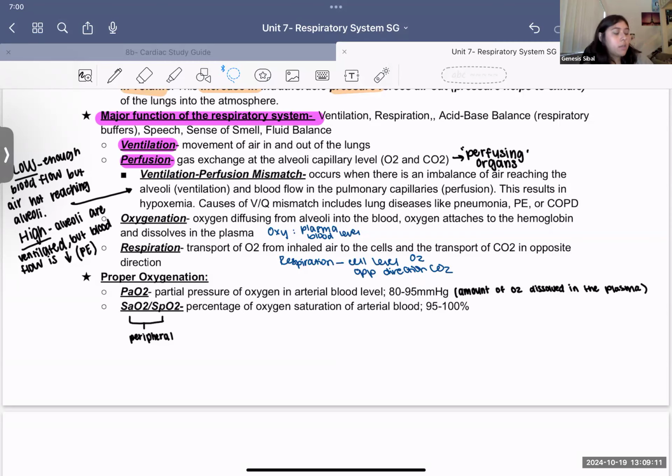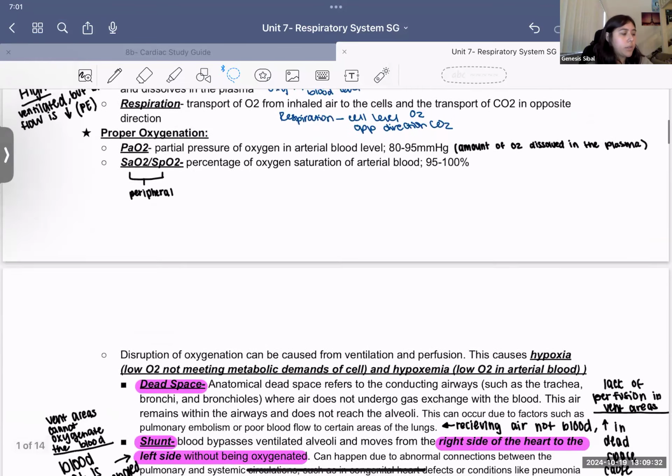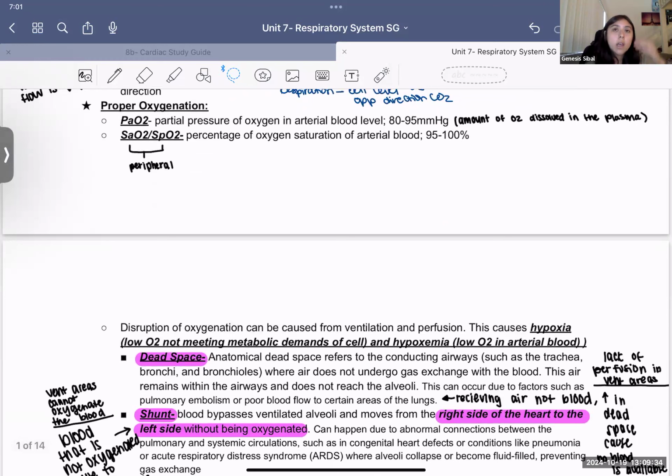So oxygenation: oxygen diffusing from the alveoli into the blood, that oxygen attaches to hemoglobin and is delivered in the plasma so that it's able to go to those tissues and we're not having any hypoxia. So respirations, that's the transport of O2, talking at a cellular level, and the transport of CO2 in the opposite direction. You don't really have to know that, but just know the mechanisms of how this works, right? We want to be properly perfusing our organs through the blood, through the plasma, and we want to be able to also oxygenate or ventilate as well, because we need that oxygen.